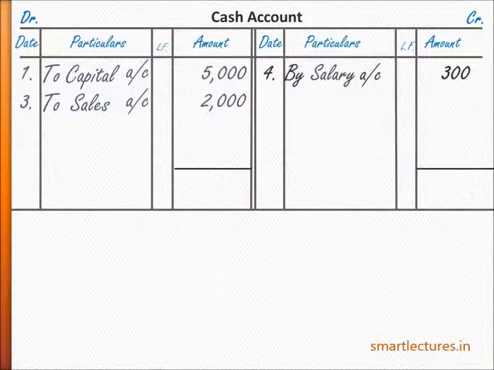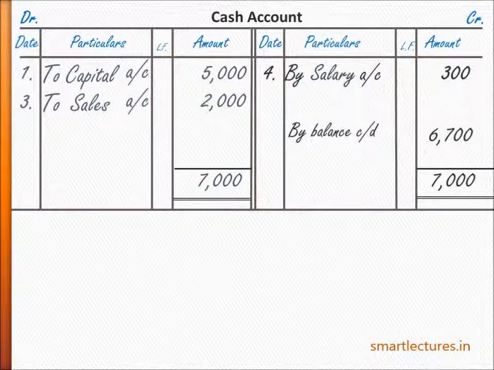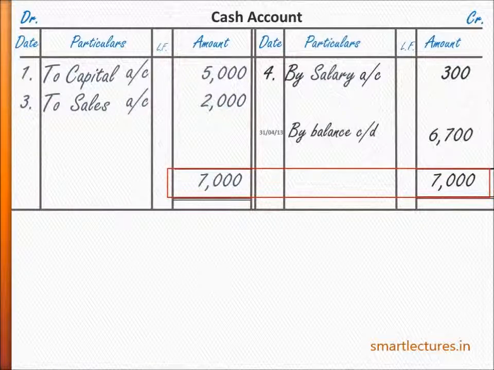So let's move to cash account. On debit side, the total is 7,000, but on credit side, the total is only rupees 300. So what will you do? You will supply 6,700 on credit side, and that will be called by balance c/d as on 31st March 2013. Now the total on both sides is rupees 7,000.